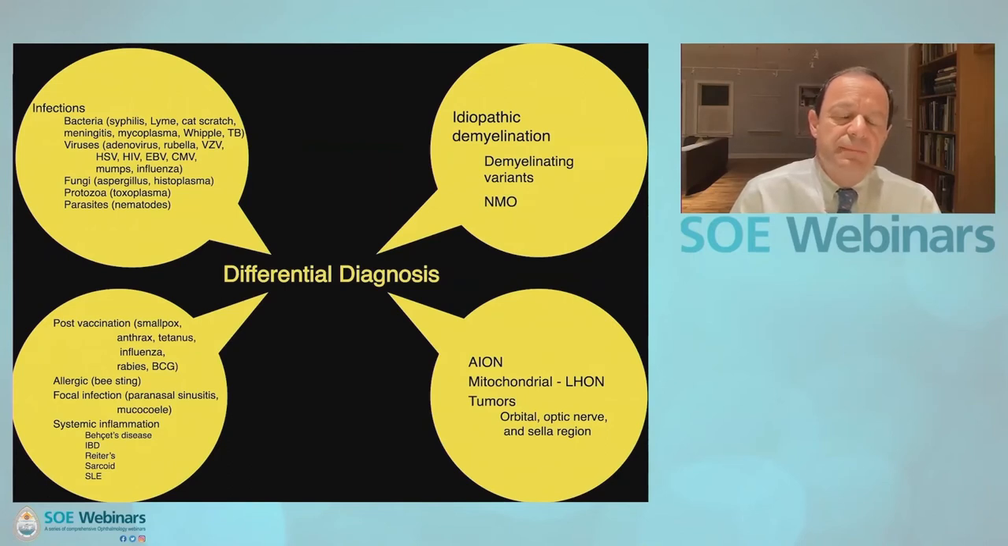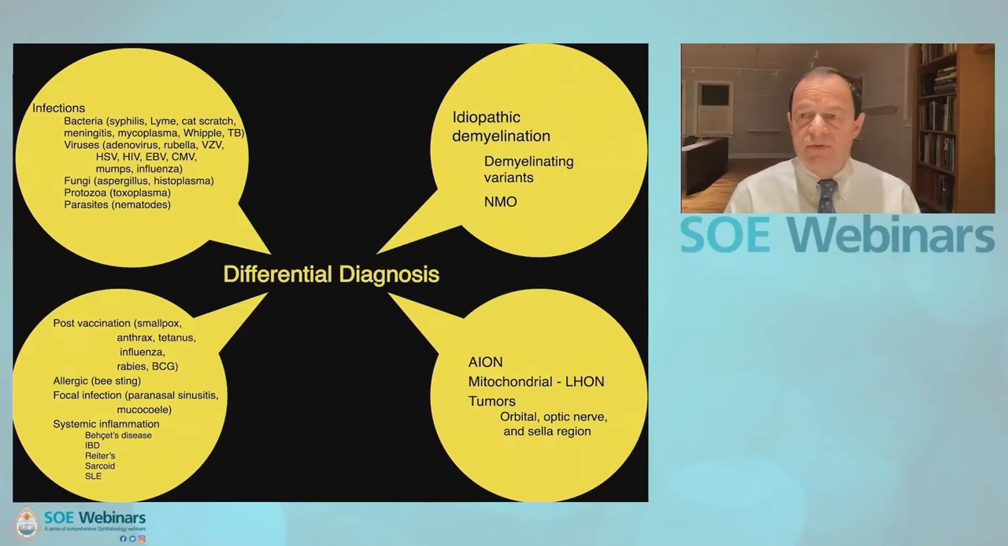Rarely do we see post-infectious or autoimmune optic neuritides that are associated with other illnesses or with events, such as a vaccine that has been given, and it could give rise to an autoimmune attack on the optic nerve, bee sting associated, as well as focal infections. And here we're talking sinusitis with adjacent infection of the optic nerve, as well as systemic inflammation, such as Behçet's disease, Ryder, sarcoid, lupus, could be sometimes associated with optic neuritis.